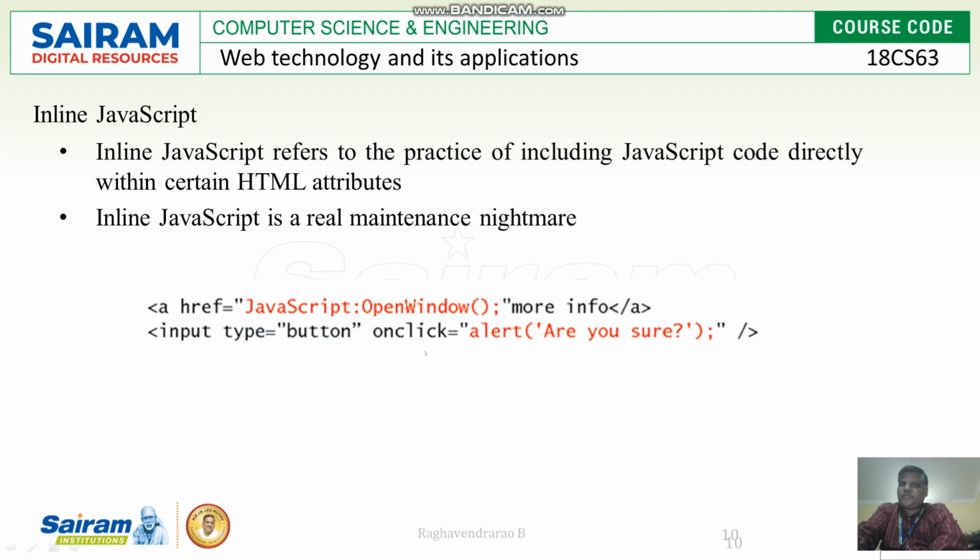Then the input type is button, onclick, alert, are you sure? So this is JavaScript, and onclick is the operation for the button. Once you click on the button in the window, whatever screen you are seeing is the window, and it is going to display 'are you sure', asking you. When you write the script on the same line, that is inline JavaScript.